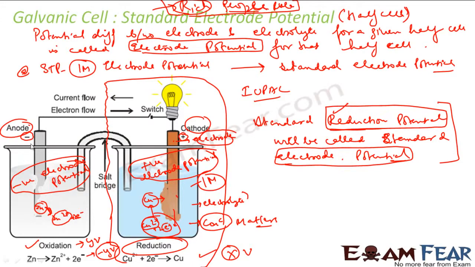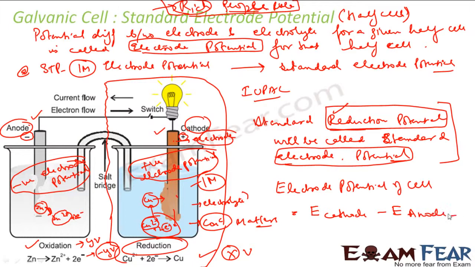Now if you see, there is a potential difference between these two electrodes, right? The moment you turn on the switch, the current will flow. The electrons will flow from anode to cathode, and the current will flow in the reverse direction. So this potential is called electrode potential of the cell. Electrode potential of the cell is nothing but E of cathode minus E of anode. Please note why: at the cathode we have reduction, so generally this is positive, and this will have a negative value. Overall you will get a positive value.